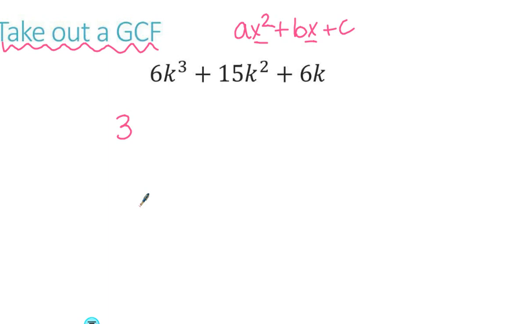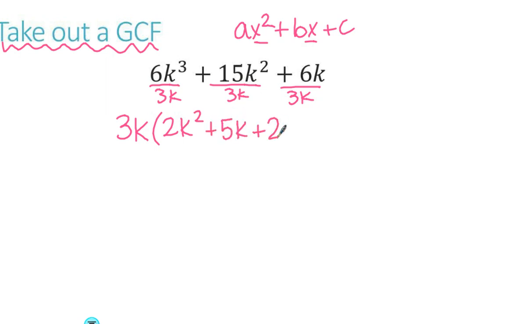And do they have anything else in common? Yes, this one has 1k, this has 2, this has 3. The most I could take away is 1k. So I divide that 3k out from everybody, and I'd be left with 2k squared plus 5k plus 2. Then I'm going to kind of ignore this 3k out here on the outside, but I do want to put it down here with my final answer so I don't forget it.